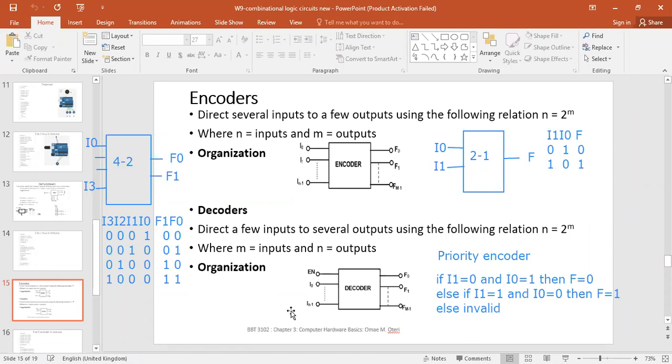The decoder can also be used in memory decoding. Usually you open a memory to take in data, addresses. Usually you can decode addresses for the computer to store data in those addresses. You need to give them values.